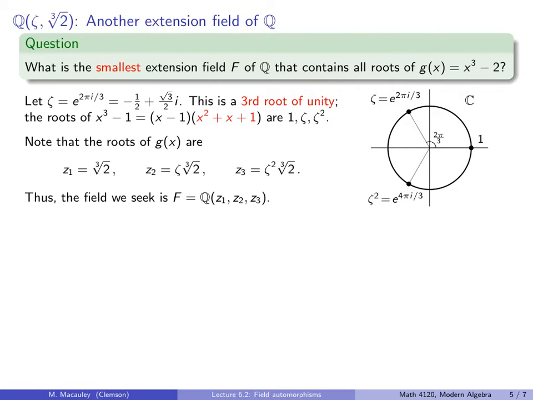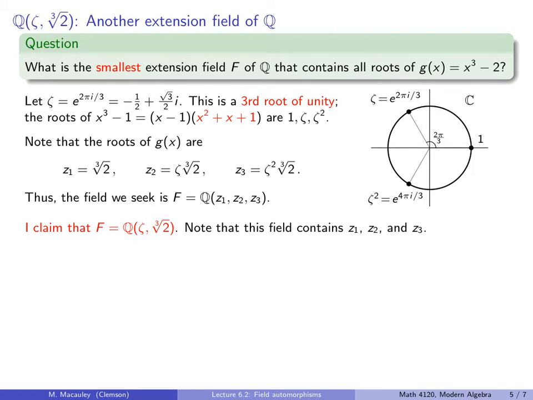Clearly, the field that we seek, the smallest extension field F of Q that contains all the roots, can be constructed by just starting with Q and throwing in the roots and seeing what that generates. But I claim that there's a better way to write this. I don't need to throw in all 3 roots. All I need to do is throw in zeta and throw in the cube root of 2. Let's try to understand why.